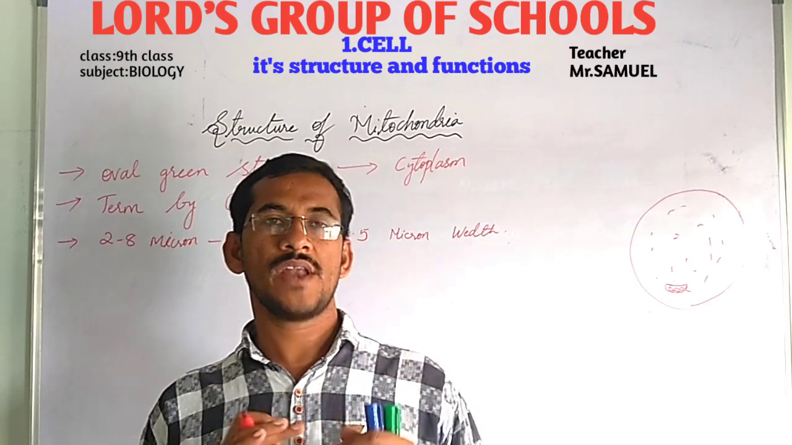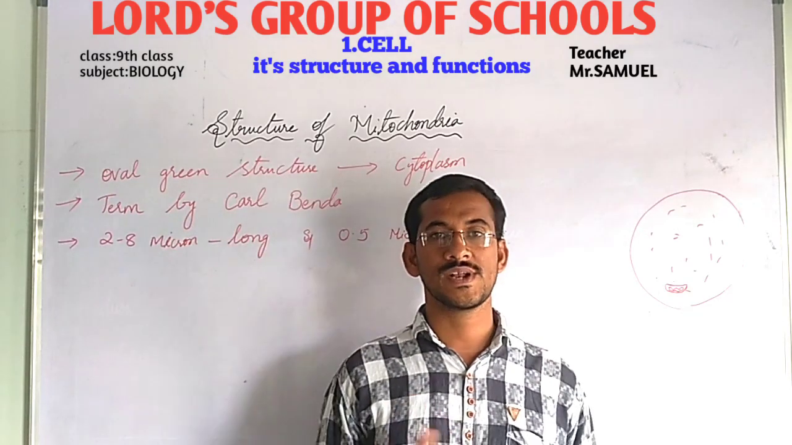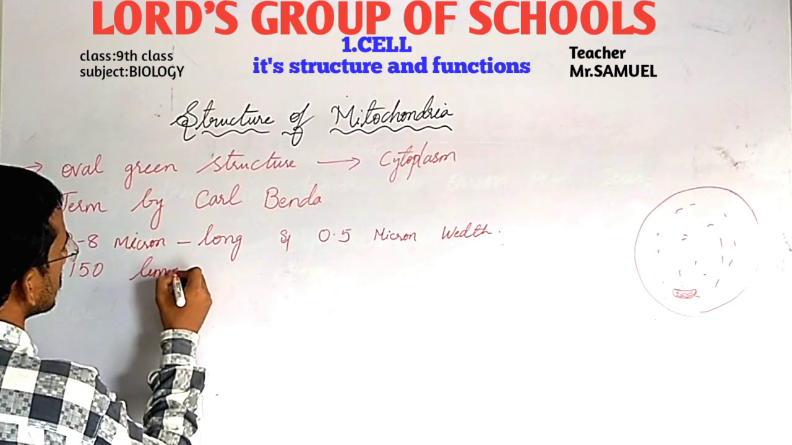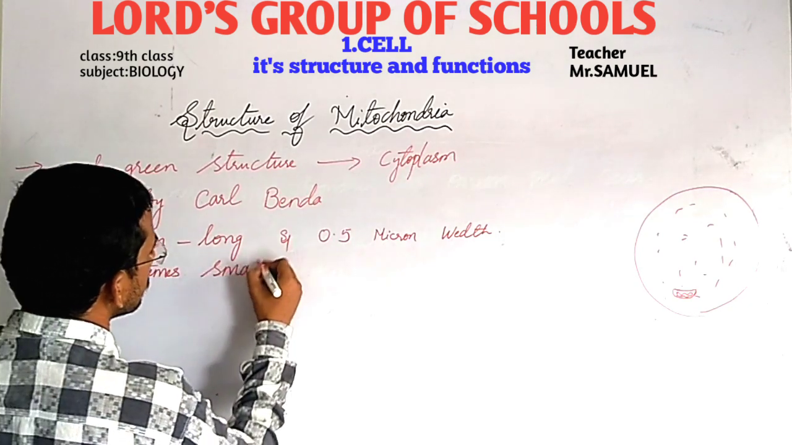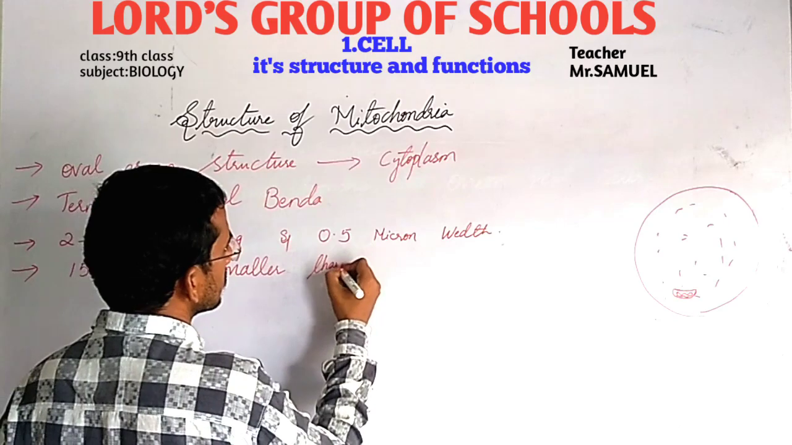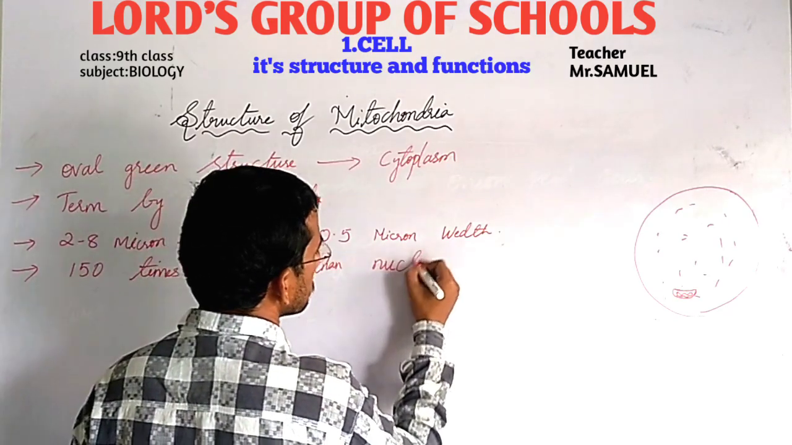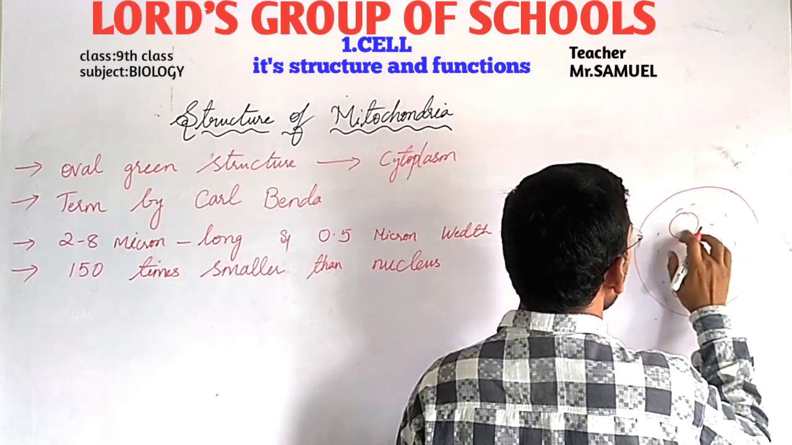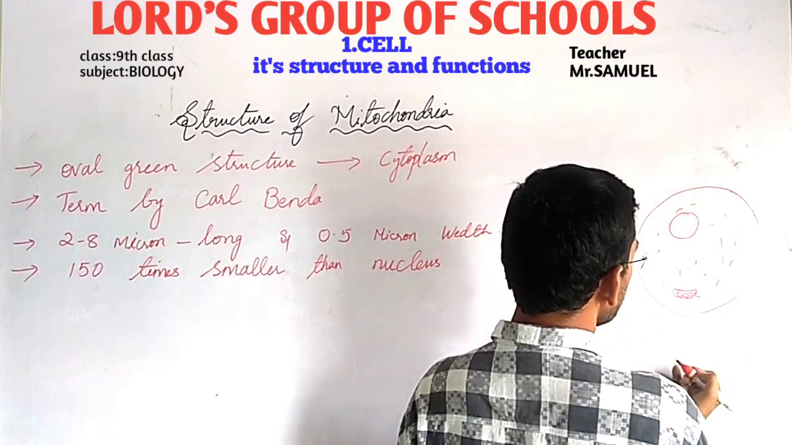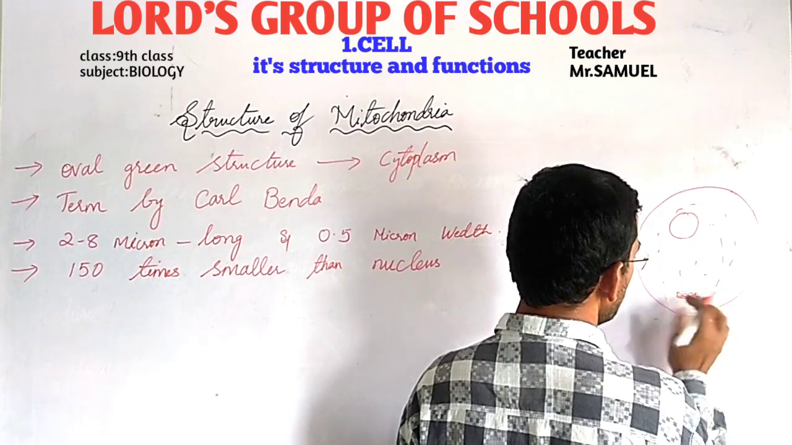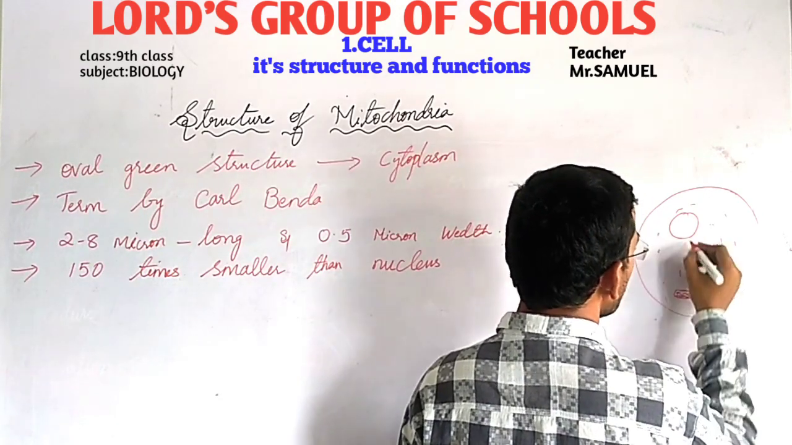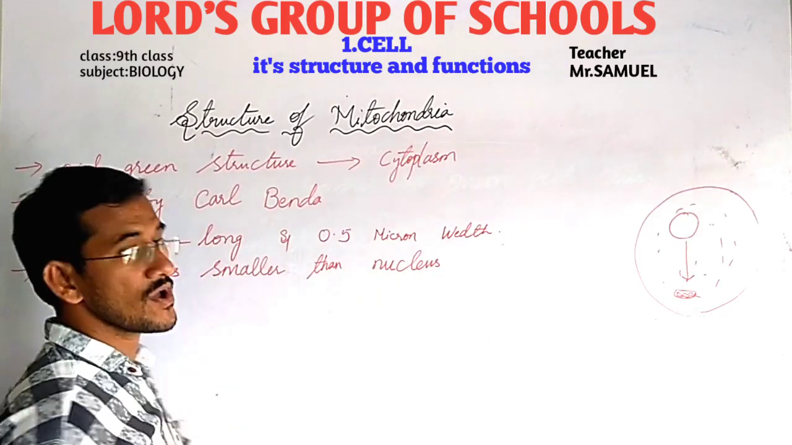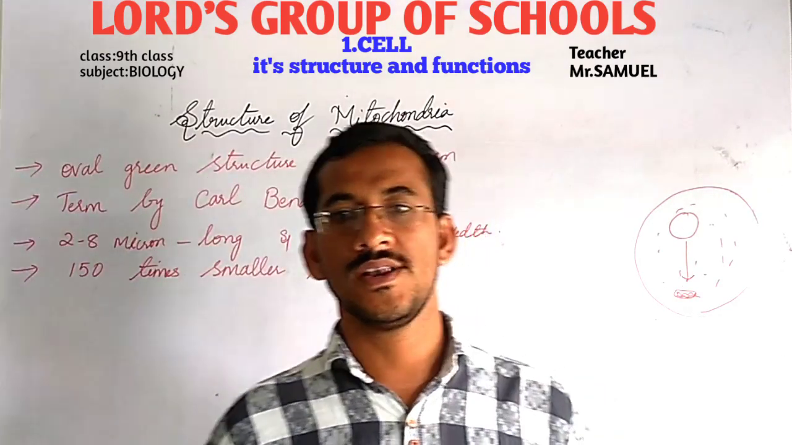And if you compare this mitochondria with the nucleus, it is 150 times smaller than the nucleus. So you know that in a cell here you have the nucleus. So the nucleus size is very much bigger than mitochondria. If you compare the size of nucleus and mitochondria, it is 150 times smaller than the nucleus.